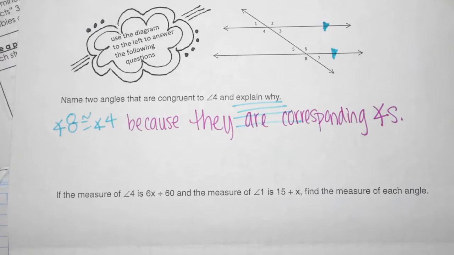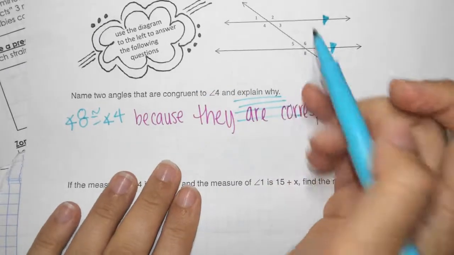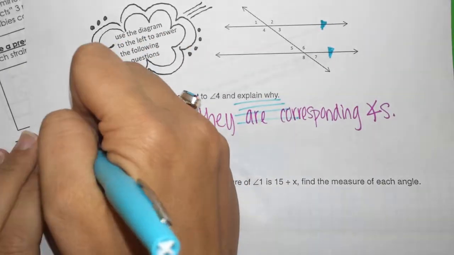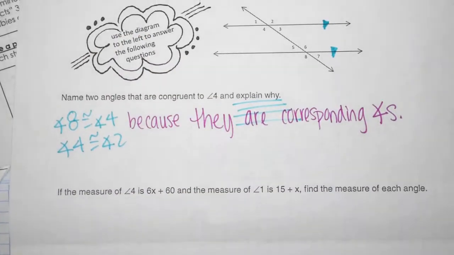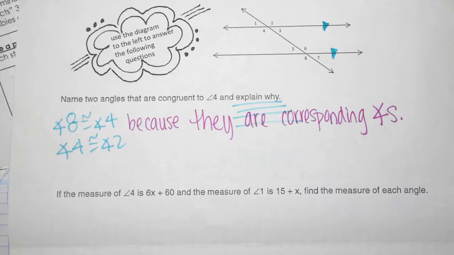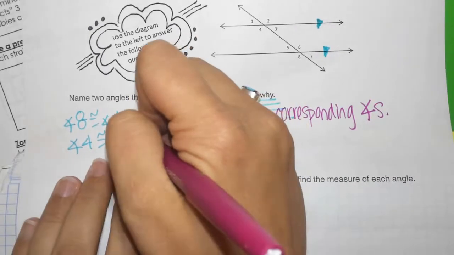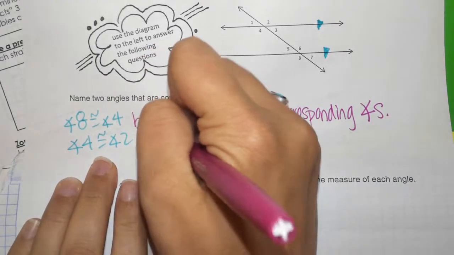Okay, so angle 4 is congruent to angle 8. I want you to name another one. That's our first one. Name another one. Angle 2. Alright, so angle 4 and angle 2, why? Because they are what? Vertical angles. Good, take a point.